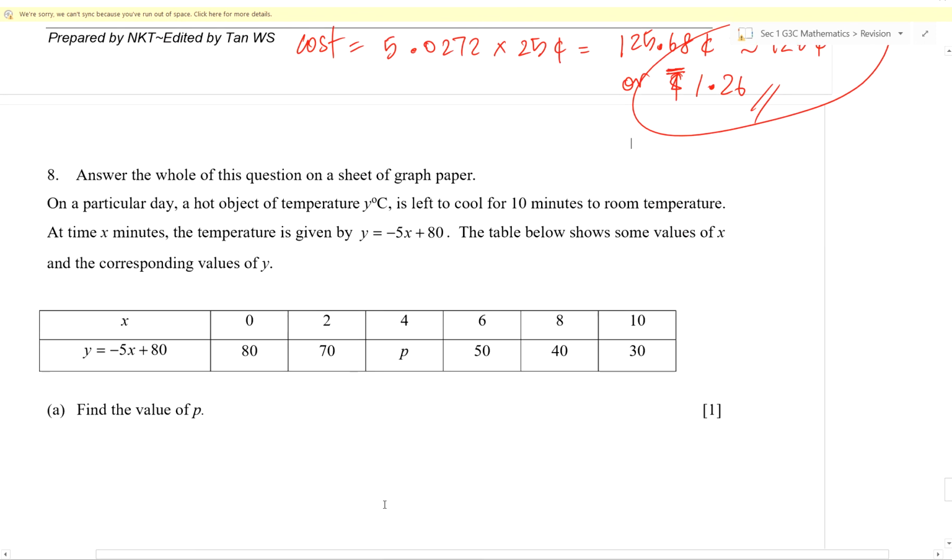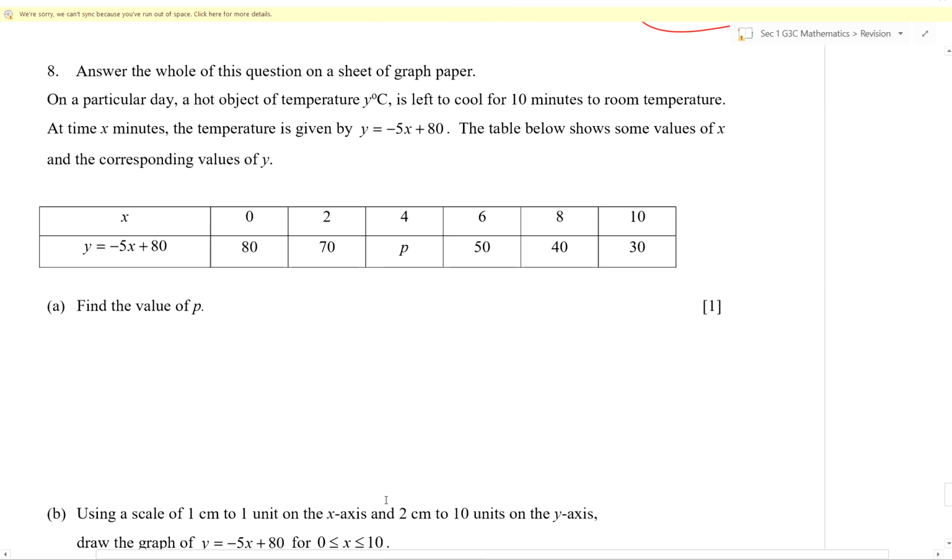Last question. Was this part of your homework? Question 8. Okay, so take out your graph. Can I borrow your graph? Thank you.